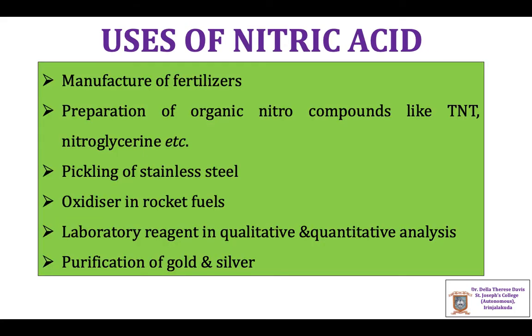Next comes the uses of nitric acid. Nitric acid is used in the manufacture of fertilizers. It is used in the preparation of organic nitro compounds like TNT, nitroglycerin, etc. Nitric acid is used for pickling of stainless steel. It is used as an oxidizer in rocket fuels. Nitric acid is used as a laboratory reagent in qualitative and quantitative analysis. It can be used for the purification of gold and silver.